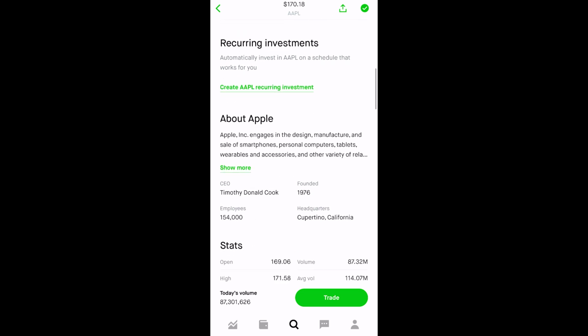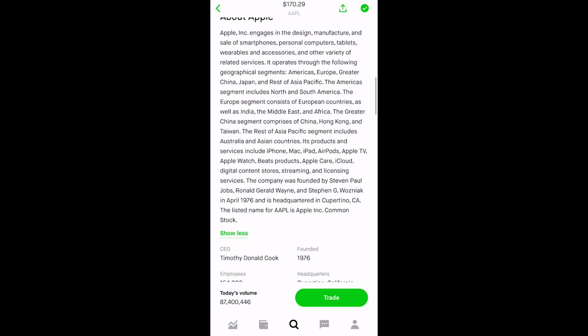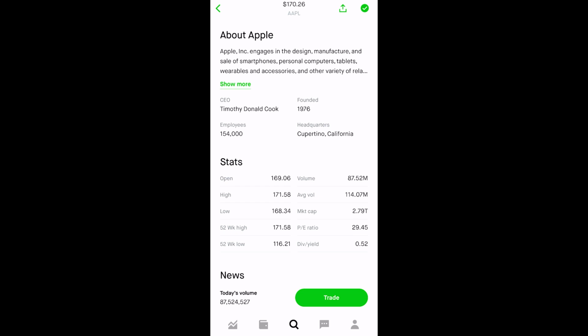Now we're going to scroll down here, and this information is going to be here for every single company. And you can read the About Apple paragraph here. It's just going to say basically a snippet of what the company does. So Apple Incorporated engages in the design, manufacture, and sale of smartphones, personal computers, tablets, wearables, and accessories, and other variety of, and then you can show more, and you can read the rest of it if you choose to, and you can learn a little bit more about what the company does. We're just going to click on show less here. Now, the CEO, Tim Cook, founded 1976, 154,000 employees, and it's headquartered in California.